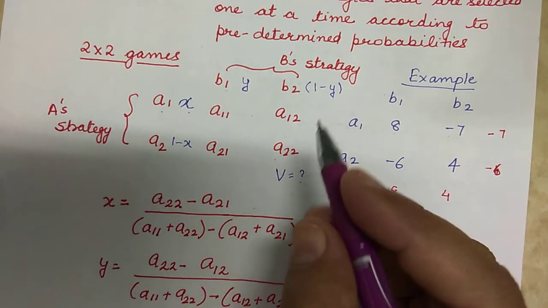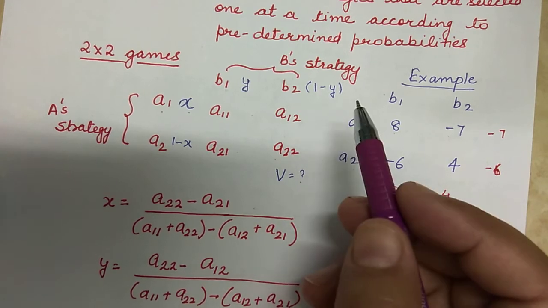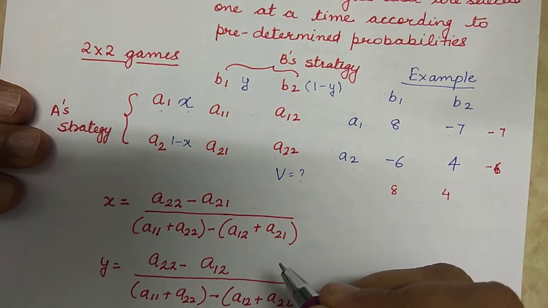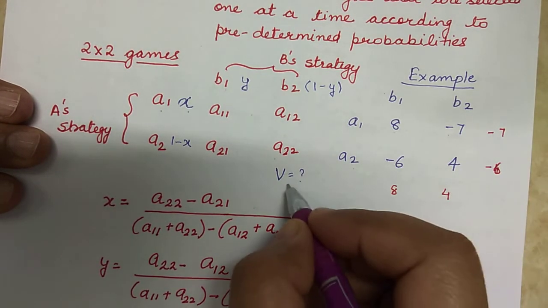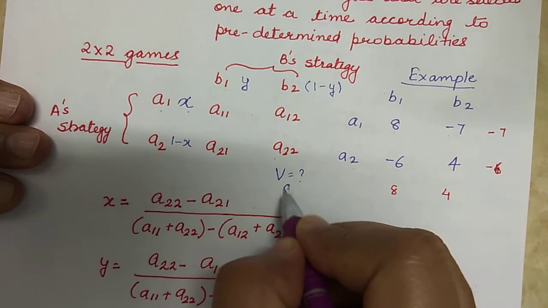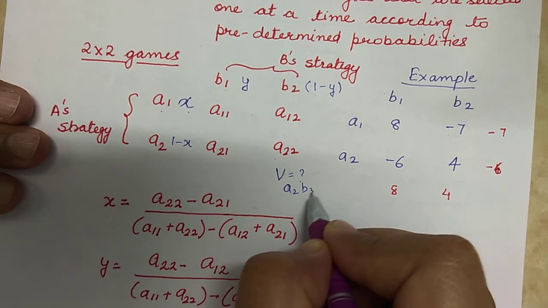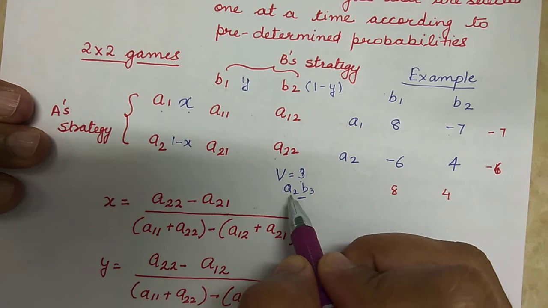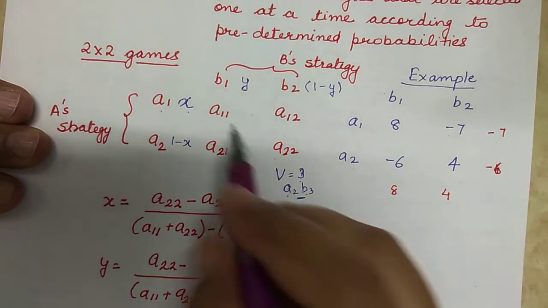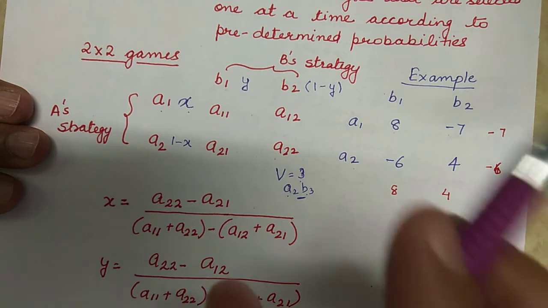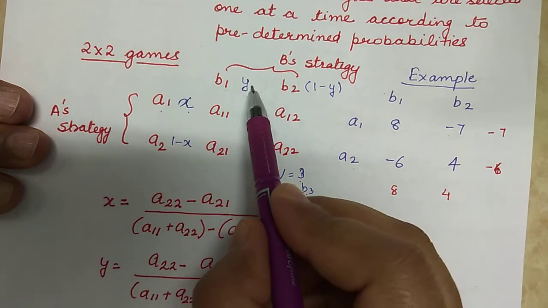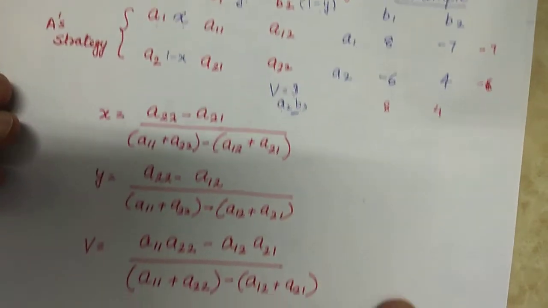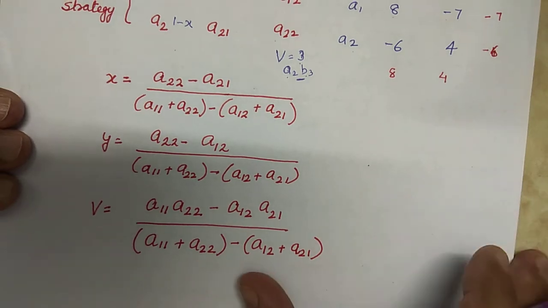In the previous example where we had a saddle point, we calculated the value of the game as well as the optimal strategy. Because that was a pure strategy, a single strategy was chosen. That was A2 and B3, I suppose, and the value of the game was 3. But here all of the strategies are chosen by the players, so we have to calculate the probability of choosing these strategies. So we can use these formulas. It's very simple. We have to put the values.